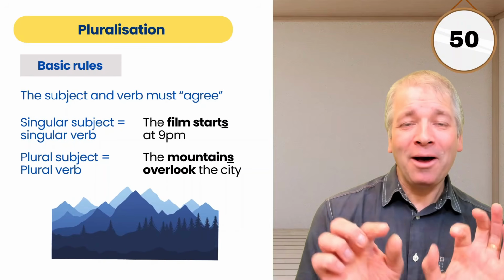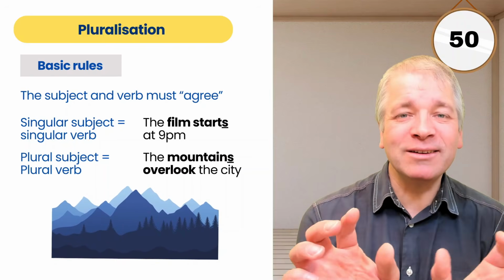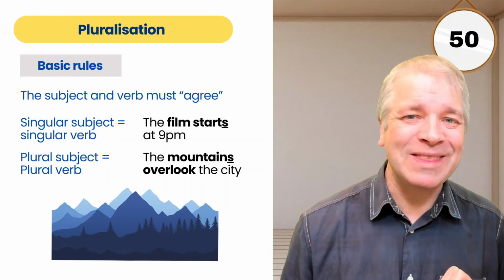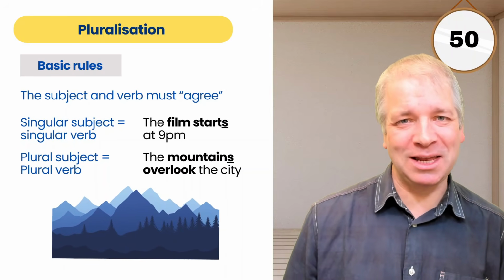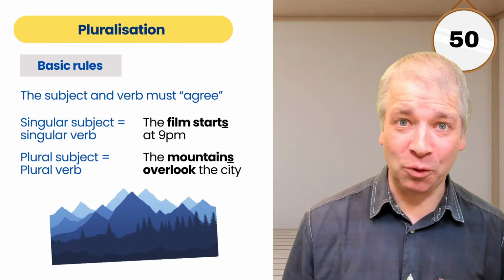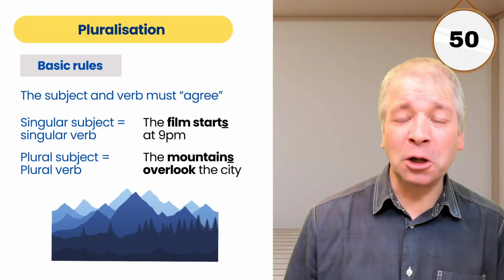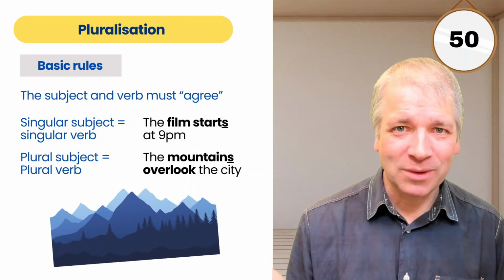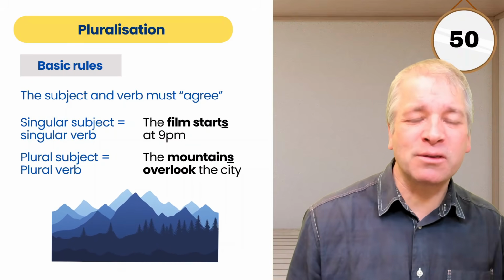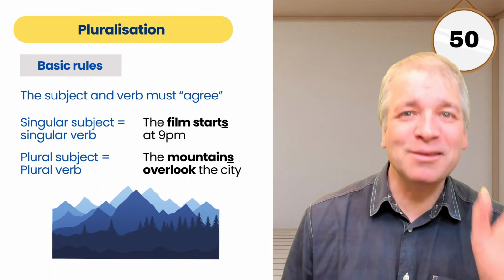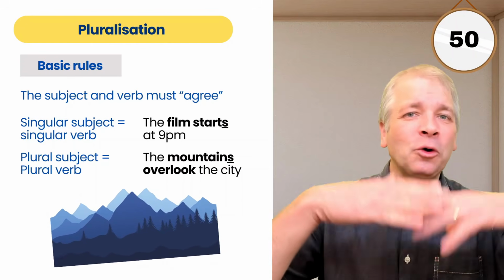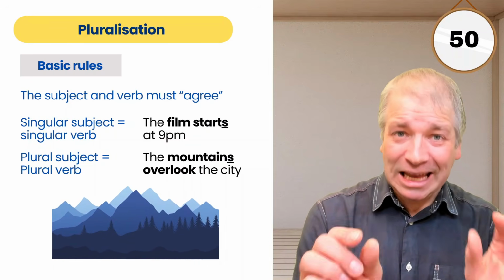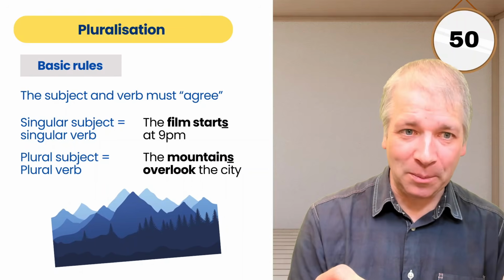Now remember that verbs in the present tense normally take an S at the end of the third person when they're singular and don't take an S at the end when they're plural. So in the first example, the film starts at 9 p.m. Starts is the singular form. And that agrees with the subject because it's a singular subject, the film. We're talking about only one film, a singular film. And a singular subject goes with a singular verb.